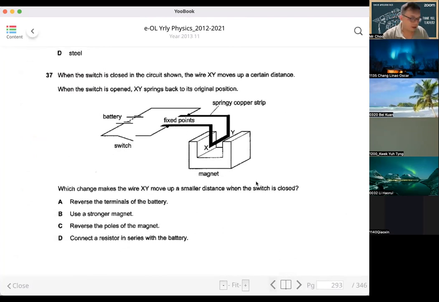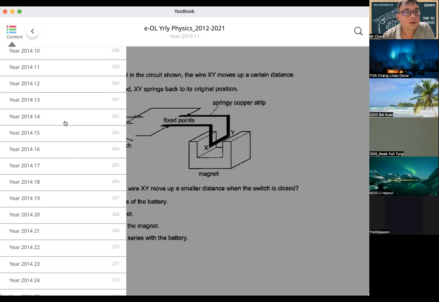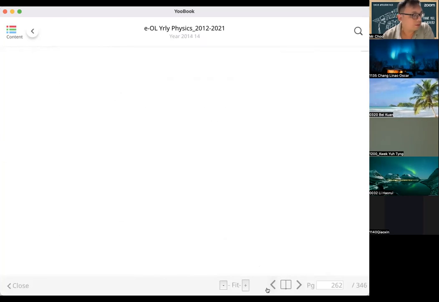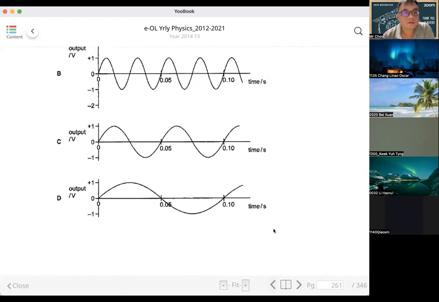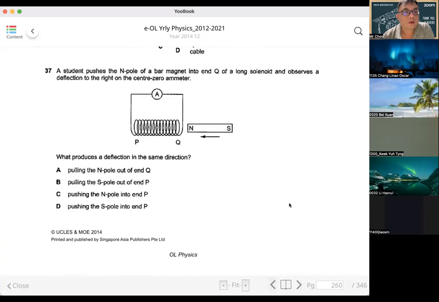Let's look at another paper. Let's look at question number 37. This one is the basic thing. Now all of you have learned the first question, so can all of you try question number 37 now? Can you type 37, then the answer?